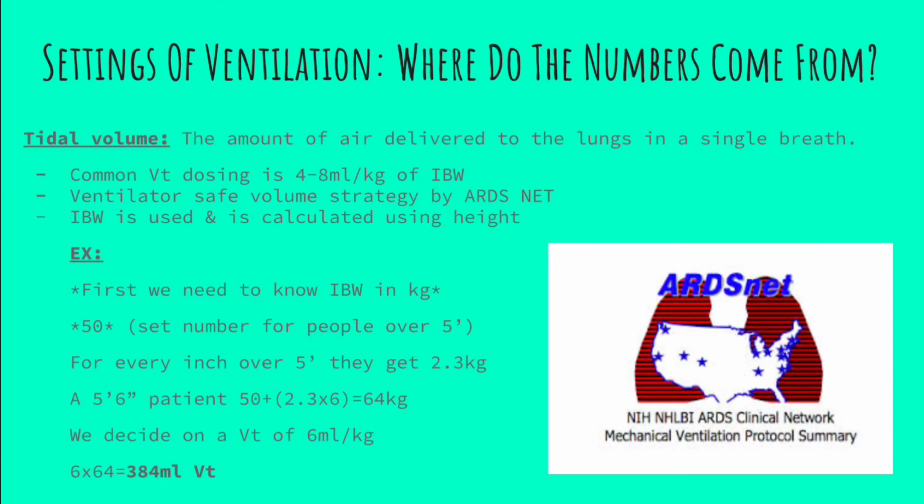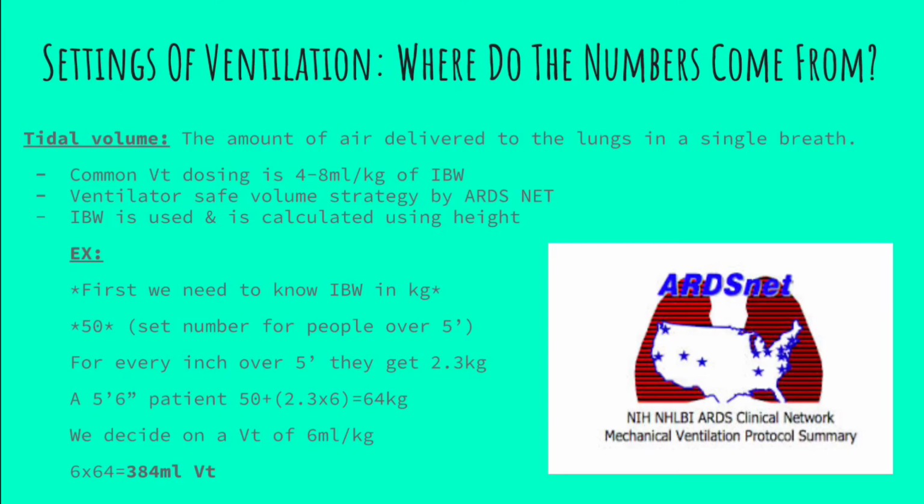So the reason that we're using ideal body weight: if we have two people, one person 6 foot and 400 pounds, and another person that's also 6 foot, but 170 pounds, are their lungs going to be any different in size? And the answer to that question is no. They're going to have the exact same size of lungs. So we use ideal body weight because we calculate this off of the patient's height rather than their physical body weight. And so it's really, really important to understand that.